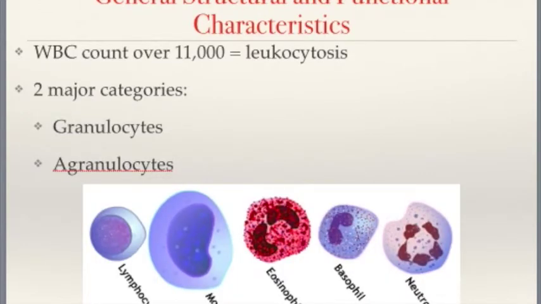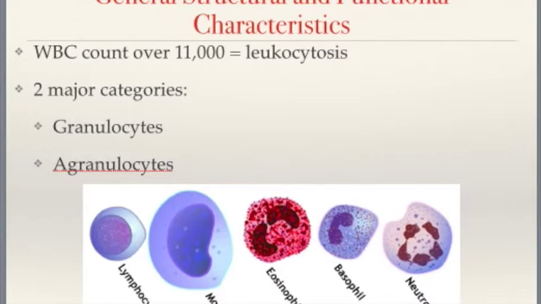So white blood cells are not nearly as common as red blood cells. There's only roughly under 11,000 of them. If you have more than 11,000 leukocytes, this is leukocytosis. This is a problem of having too many white blood cells. In healthy whole blood, leukocytes and platelets combined will account for less than 1% of whole blood.